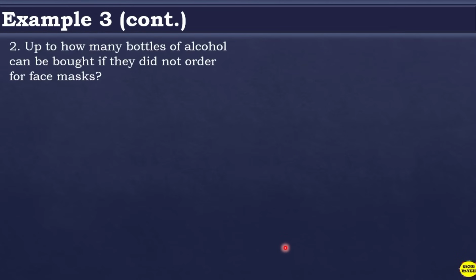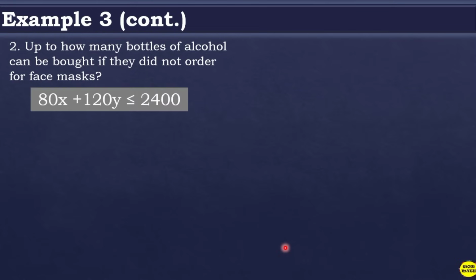Let's have question number 2. Up to how many bottles of alcohol can be bought if they did not order for face mask? Okay, so balikan natin yung ating inequality. 80x plus 120y is less than or equal to 2,400.